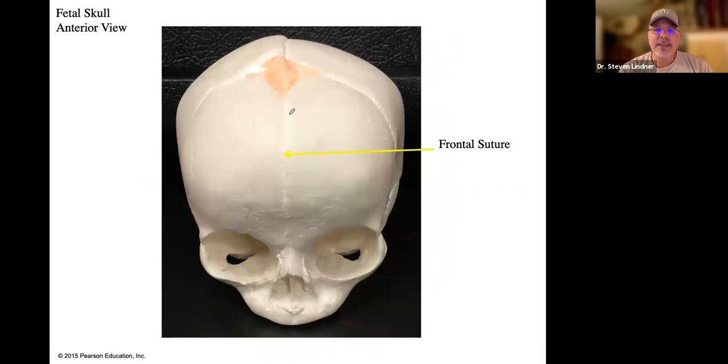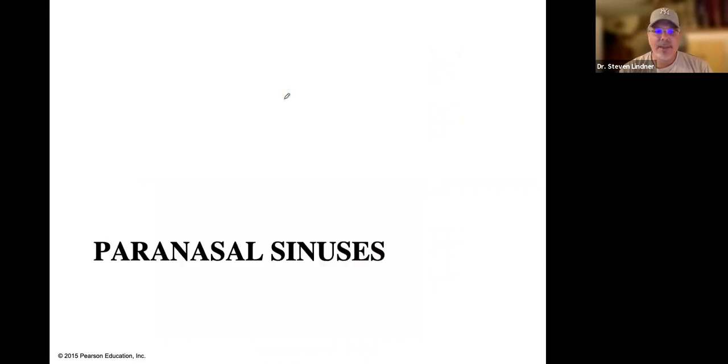When we're looking at a baby, right? So here's what they call a frontal suture. They don't call it a sagittal suture in a baby, okay? Okay, we're going to look at the paranasal sinuses now.